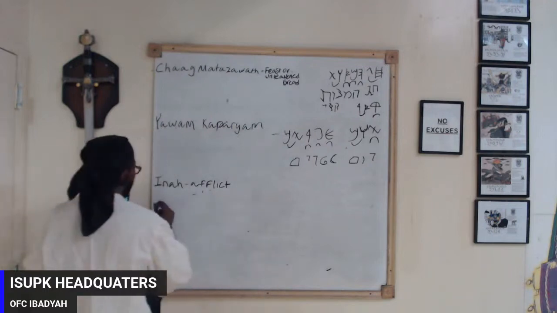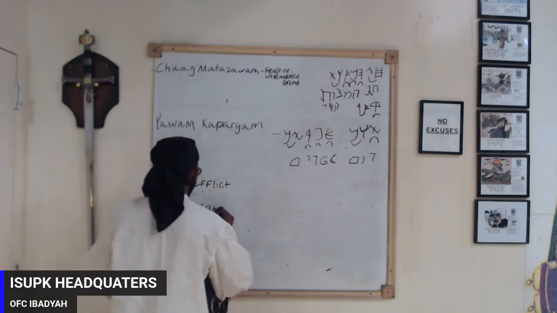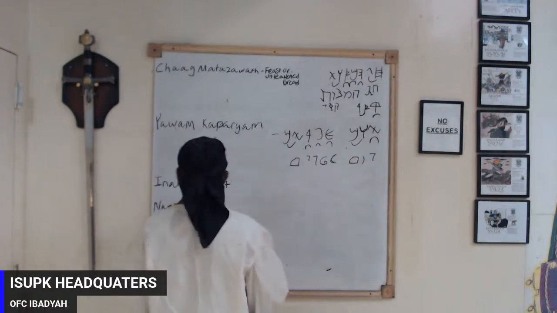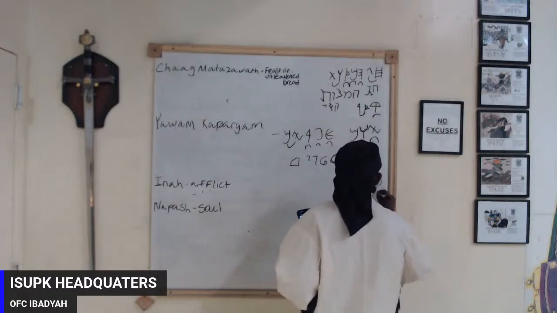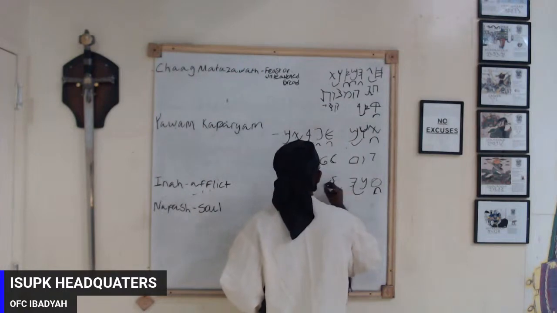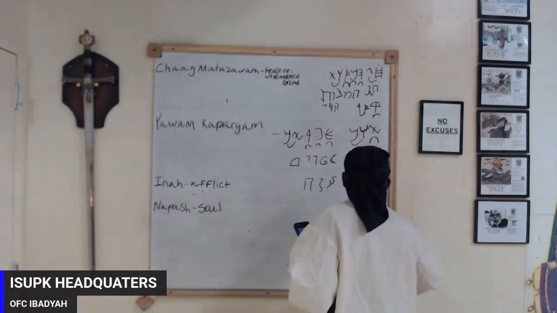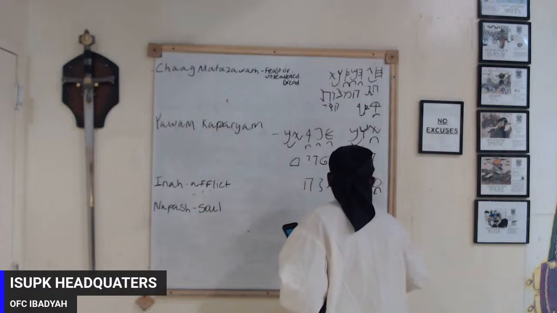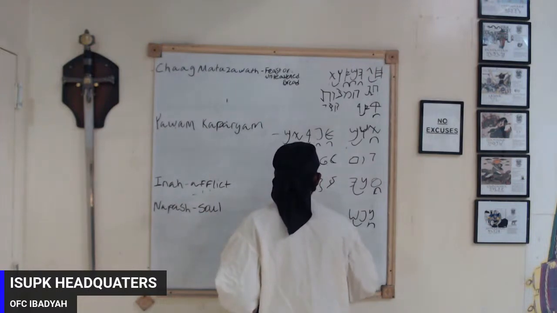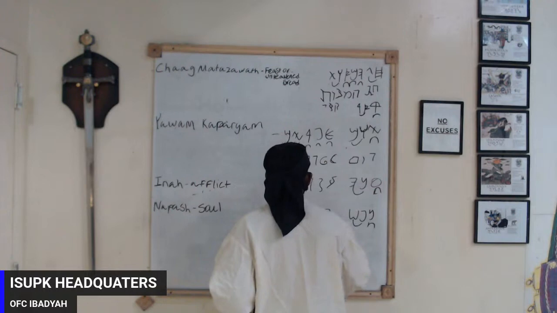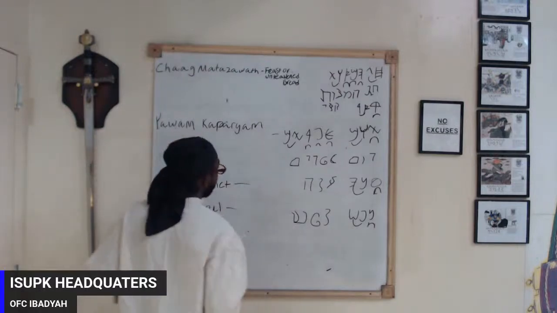Afflict, and napash, which is soul. Afflict your souls, right? Aina, napash. Napash is soul, right? Aina is afflict.